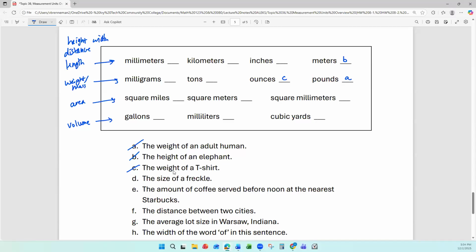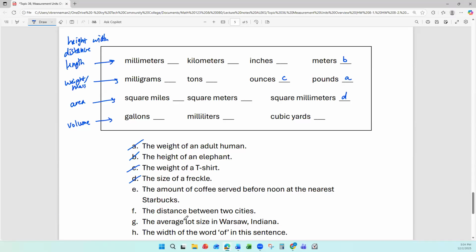The size of a freckle, think of this as a two-dimensional shape, so an area, but a very small area, square millimeters for that probably. Certainly not square meters or square miles, but you could argue you might measure in just millimeters rather than think of just the, how far across is it versus the area of it.